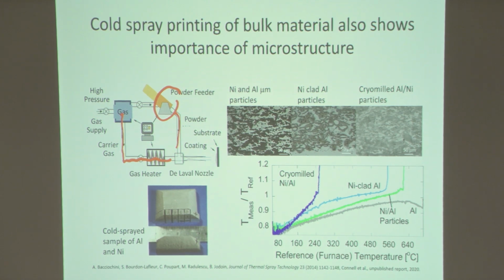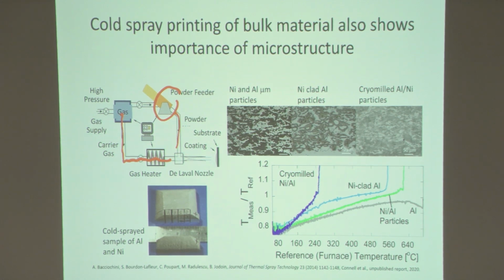And I have basically a system that will go back and forth over it, creating layer after layer, building up the thickness to whatever I want, okay? And then I could actually do machining on it afterwards. So here's a case again where aluminum nickel systems were made.